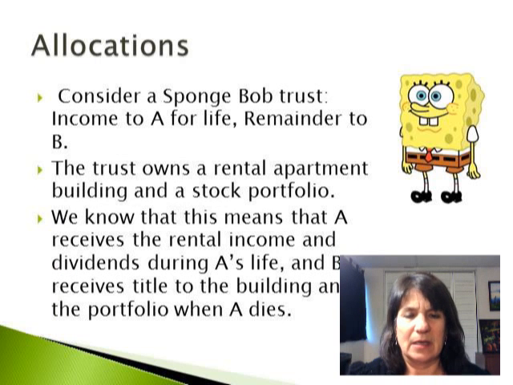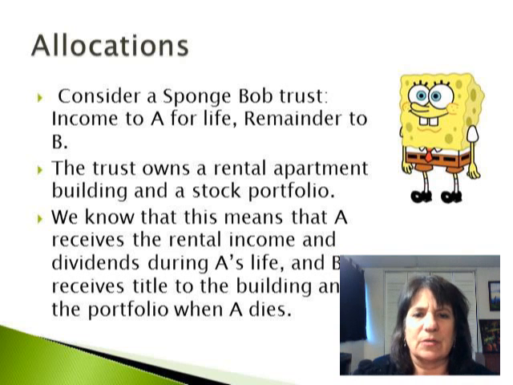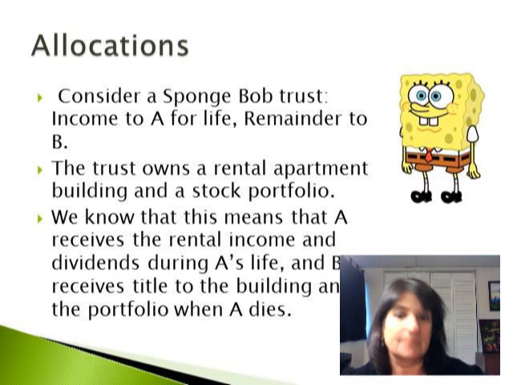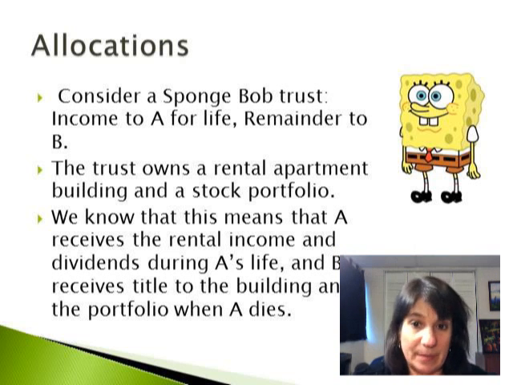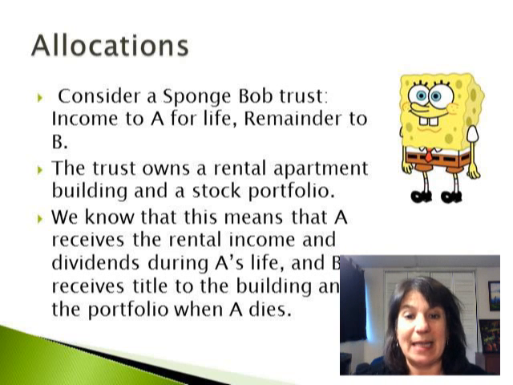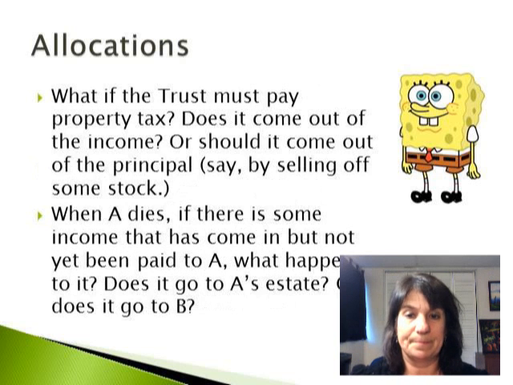Okay, allocations. This is one of the ways that tension arises. So consider our basic SpongeBob trust. Income to A for life, remainder to B. The trust owns, say, a rental apartment building and a stock portfolio. Nice income-producing assets. We know that means A receives the rental income and the dividends from the stock during A's life, and then when A dies, B receives title to the building and also all of the stock.